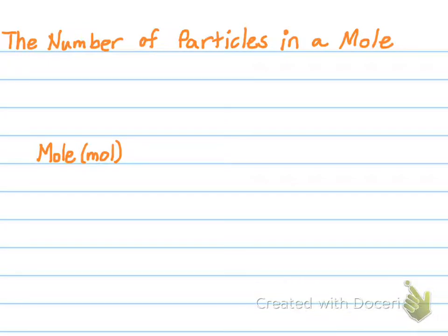So we're going to start by talking specifically now about the mole and the number of particles in a mole. Remember, we talked again the other day about the fact that there are certain words that indicate a particular number. For example, when we say a pair, we mean 2. When we talk about a dozen, we know we're talking about 12. If we talk about a baker's dozen, we know we're talking about 13.